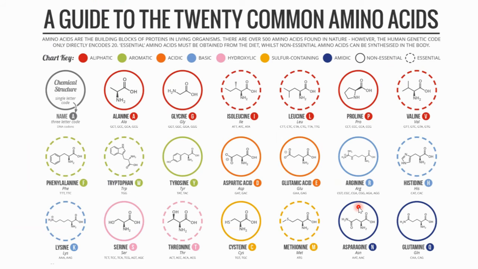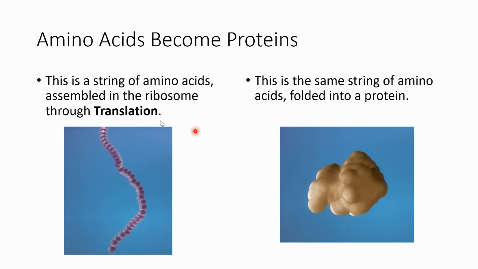Now, here are 20 common amino acids. I show them to you just to depict that, look, there are different amino acids. And now that amino acid, once strung together, assembled in the ribosome through translation, and then folded, becomes a protein. So again, this is a string of amino acids assembled in the ribosome through translation, and this is that very same string of amino acids folded into a protein.